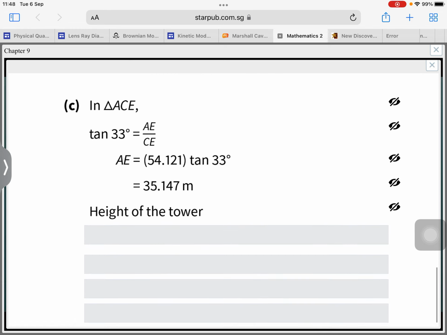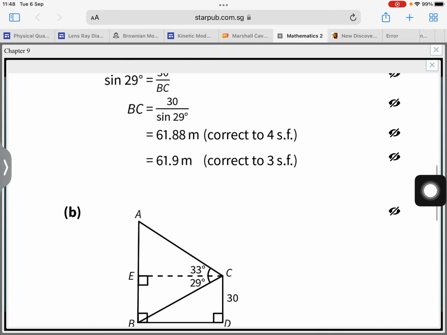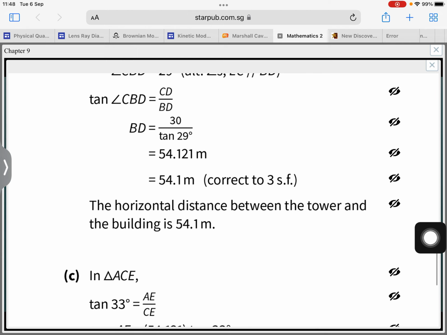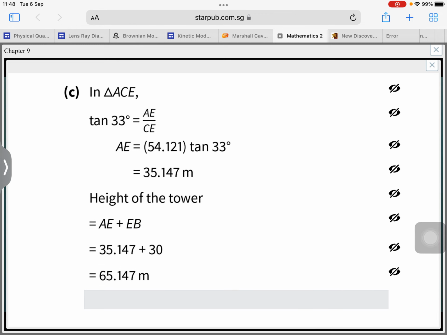Usually we use 5SF in between. Then to find the height of the tower will just be AE plus EB. You know this and you want to add 30. So simply add 35.147 plus 30, you get 65.147. Round off, the answer is 65.1, to 3SF.